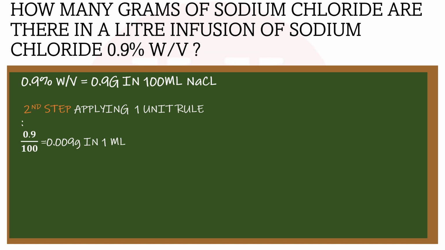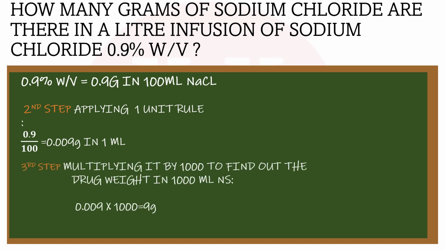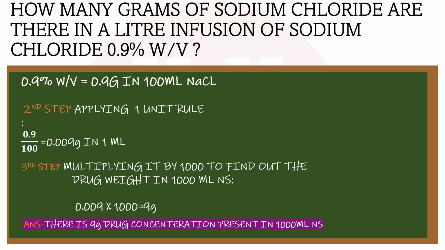Now coming to the third step, that is multiplying it by 1000, as in the question it is asked what is the amount in grams of sodium chloride in 1000 ml or 1 liter. So we will be multiplying 0.009 into 1000, which gives the answer 9 gram. So finally the answer is that there is 9 gram of sodium chloride present in a liter infusion of sodium chloride solution.